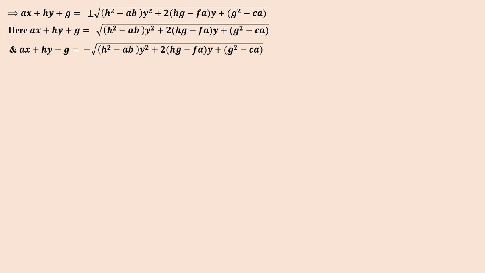Then, with the minus value, ax plus hy plus g is equal to minus root of (h square minus ab) into y square plus 2hg minus fa y plus g square minus ca, right? So both represent a straight line, right? Because this is a pair of straight lines, the first one and the second one represent straight lines, right?